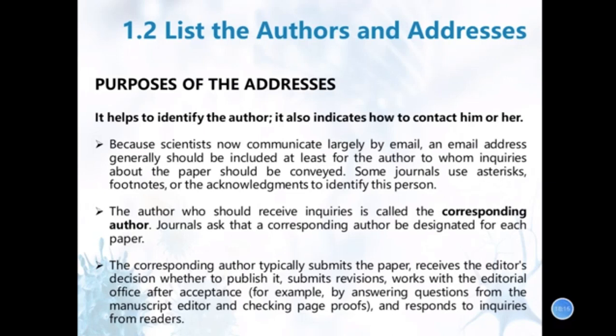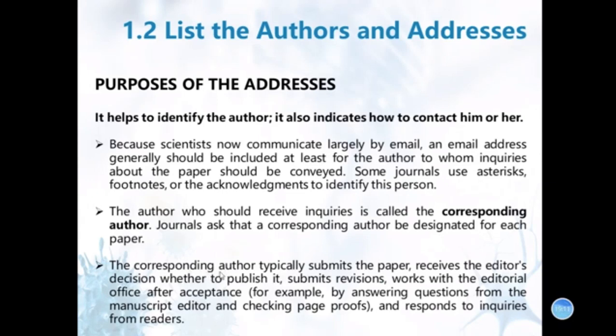It's easier for readers to find the contact information because scientists now communicate largely by email. An email address generally should be included at least for the author to whom inquiries about the paper should be directed. Some journals use an asterisk footnote or the acknowledgement to identify this person. The author who should receive inquiries is called the corresponding author. Journals ask that a corresponding author be designated for each paper.